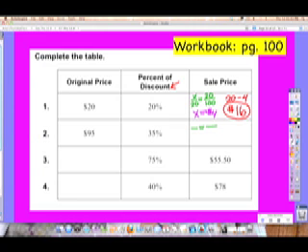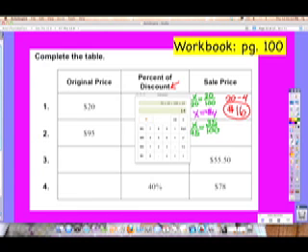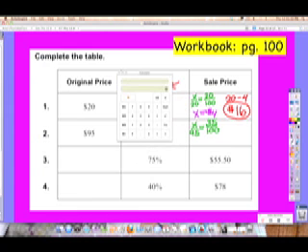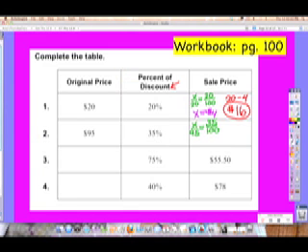33.25. Will you clap once if you got the same thing? Ooh, a lot of claps. Okay, but be very careful. Are we done? No. One more step. Can I have someone describe to me that last step? Alec, what do we do? You add 33.25 to the original price. Pause. I mean, minus. There you go. Minus it. So 95 minus 33.25.